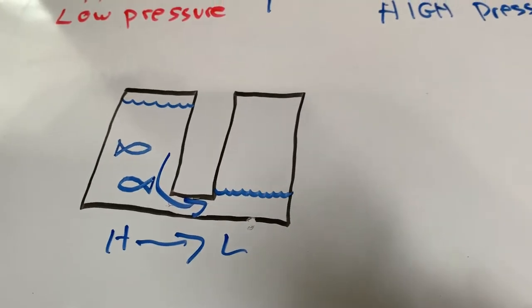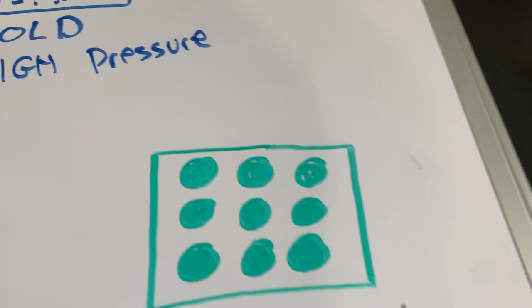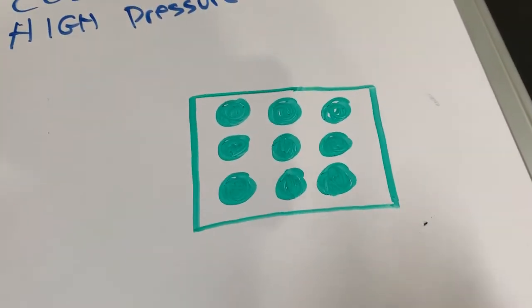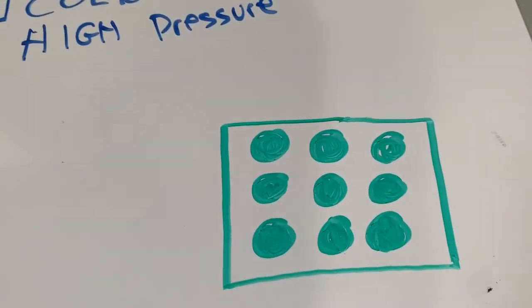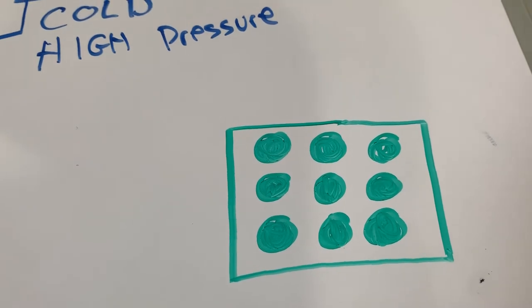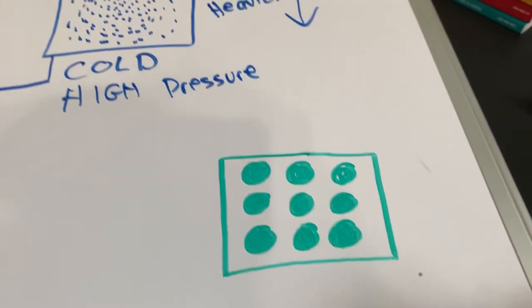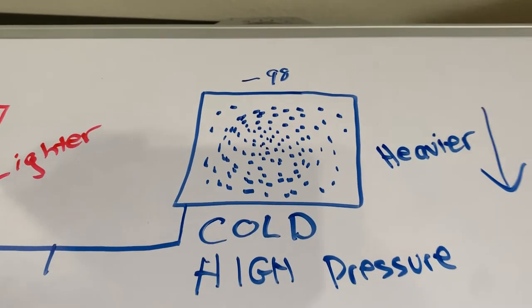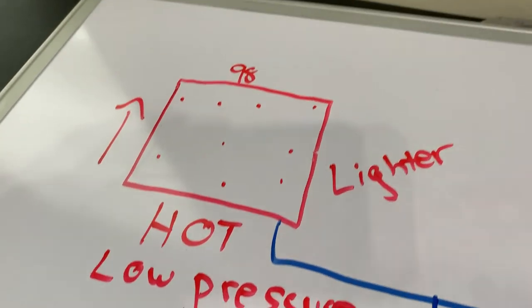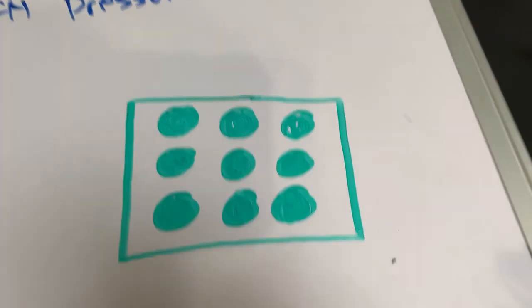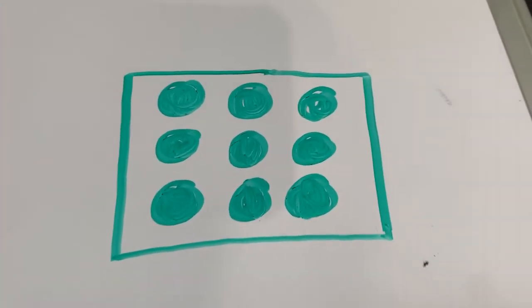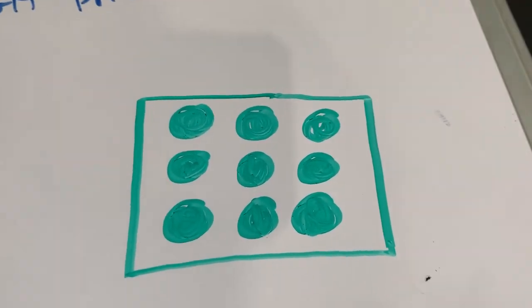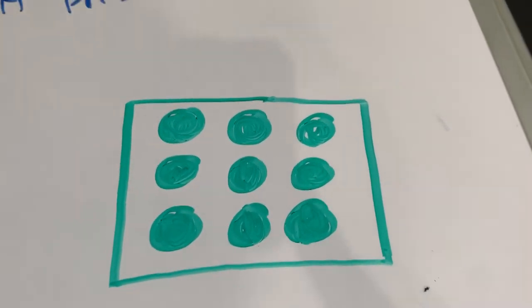Last thing I want to talk about is how humidity affects airplane performance. Now, when we have water in our air molecules, is it going to make the air more dense or less dense? Well, if you have a column of air right here, all I can fit is 9 air molecules in there.